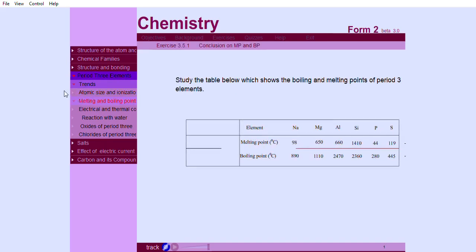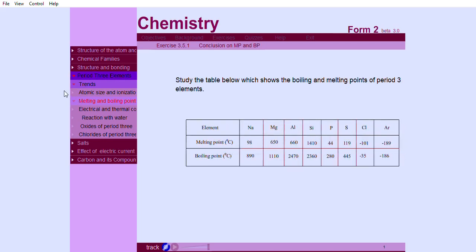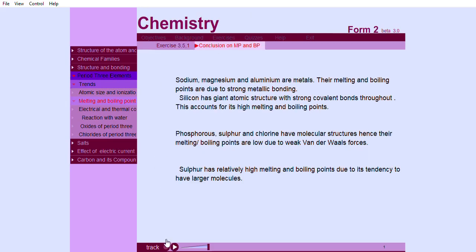Study the table below, which shows the boiling and melting points for period 3 elements. Answer the questions that follow. Sodium, magnesium, and aluminium are metals. Their melting and boiling points are due to strong metallic bonding.